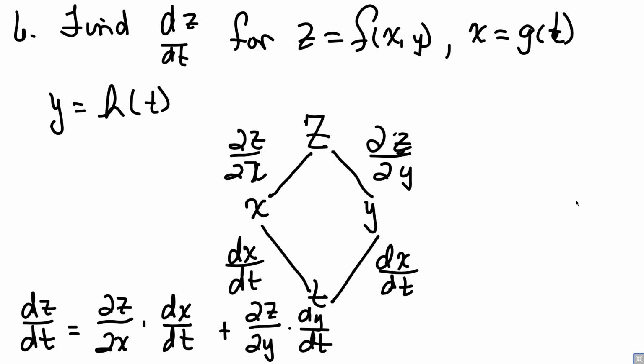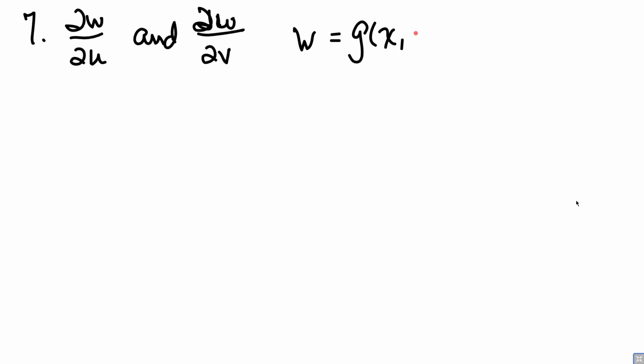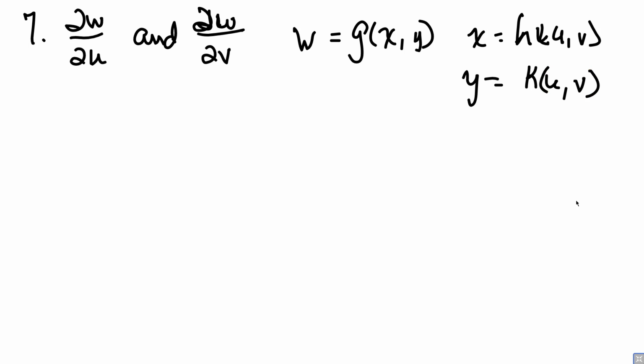Okay, so next let's look at problem number 7. In problem number 7, we want to find the partial of w in respect to u, and we want to find the partial of w in respect to v. Now, what we're told is that w is equal to g of xy, and then x is equal to h of uv, and then y is equal to k of uv.